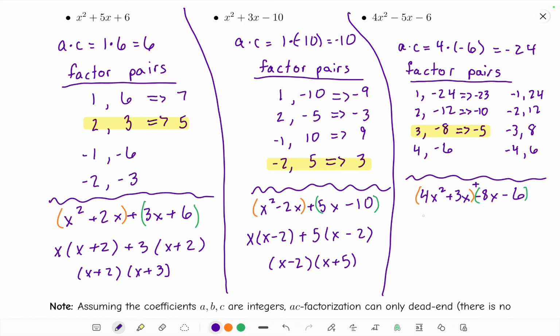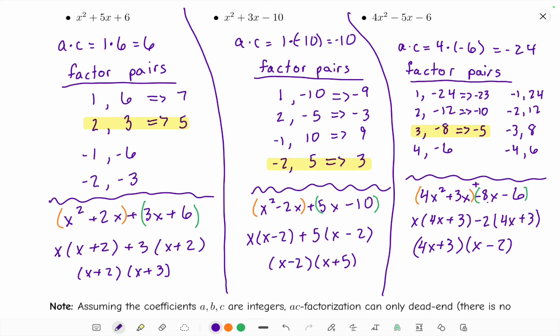Four x squared plus 3x has an x in common, so then we get 4x plus 3. Negative 8x minus 6, well, that has a 2 in common, but remember, since that first term is negative, we're going to take out a negative 2. And we get 4x plus 3. And then we can take the 4x plus 3 out times the x minus 2.